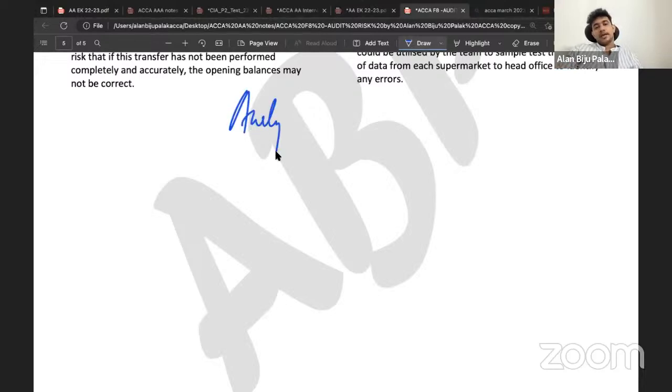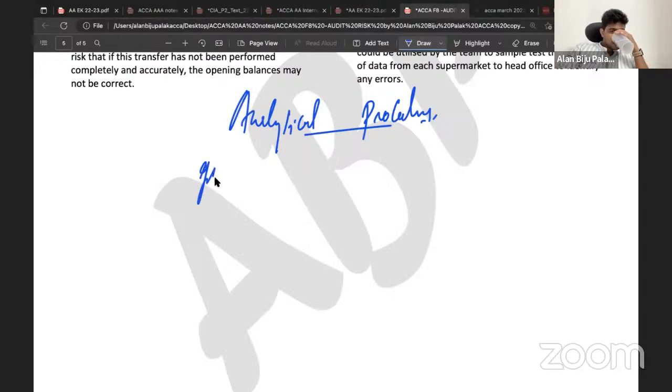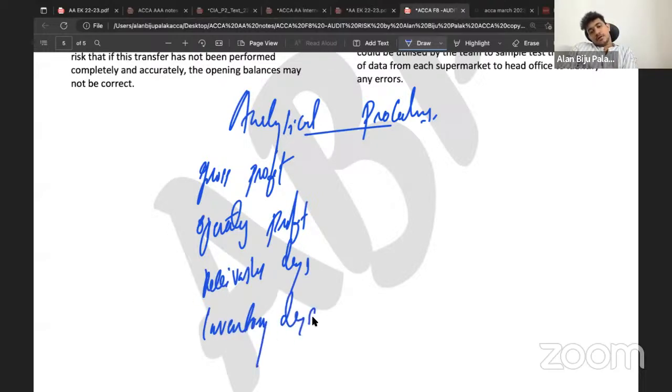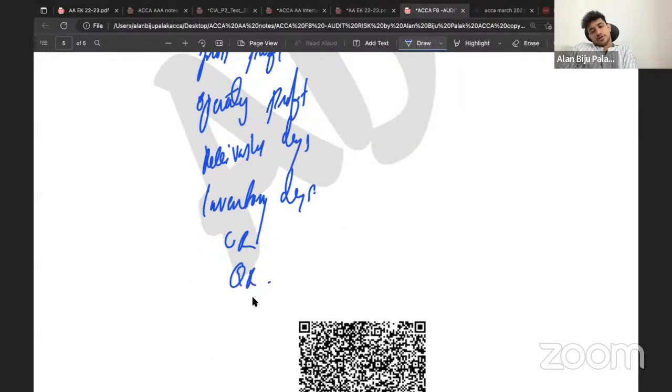Now, you might also be getting an additional requirement to perform analytical procedures, whereby the examiner will ask you to calculate some set of ratios. Normally, which are the most common ratios? Gross profit margin, operating profit margin, receivables days, inventory days, current ratio, quick ratio, interest cover ratio, payables days, or else you can also calculate the gearing ratio. So this is what you need to calculate as part of the ratios.